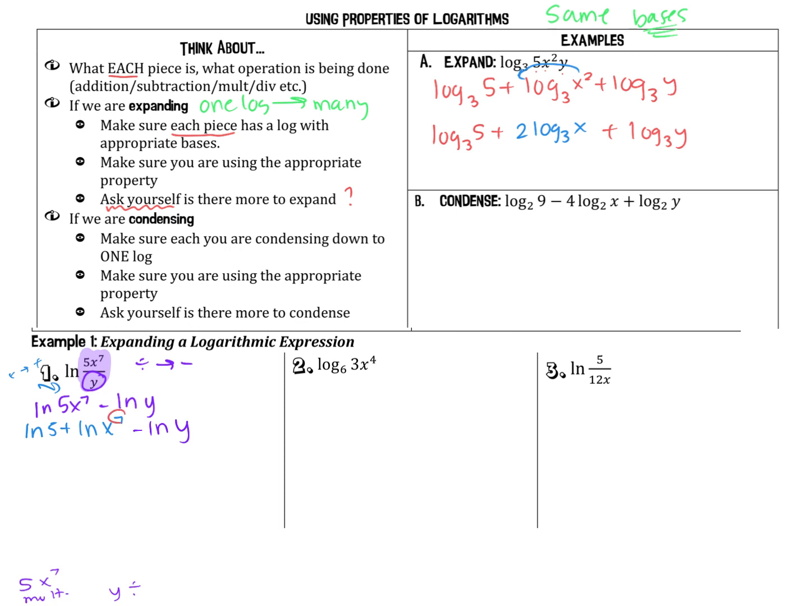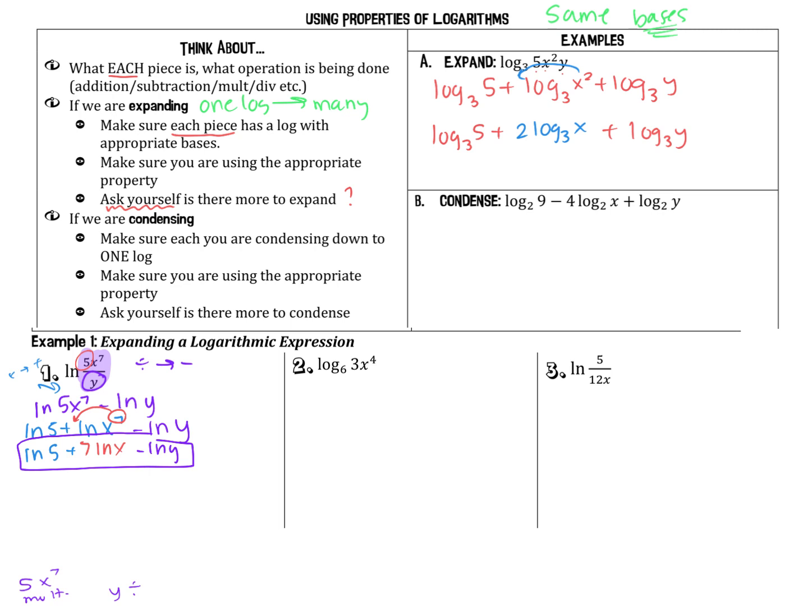And lastly, I can deal with this exponent. That's going to go in front of the natural log of x. Notice it's not going in front of the whole thing because this 5 doesn't have an exponent other than 1. It's just natural log of 5. So natural log of 5 plus 7 natural log of x minus natural log of y is going to be my expanded logarithmic expression. And I'm double checking each term. There's nothing more I can do so that I know I'm done.